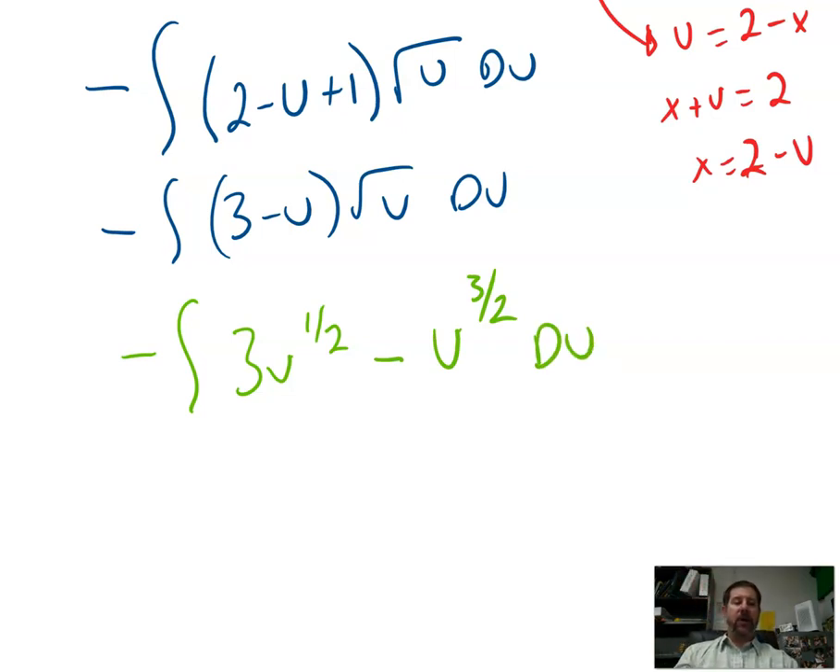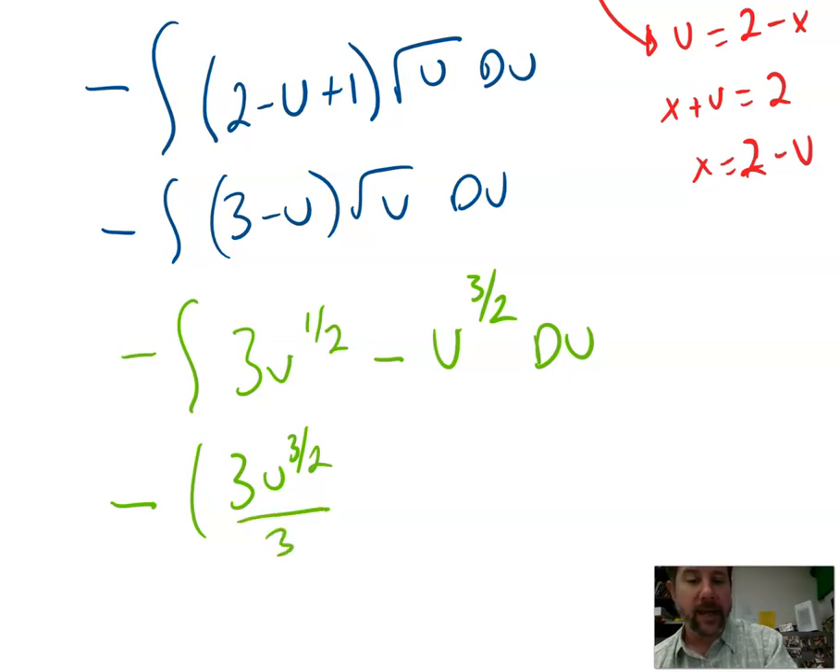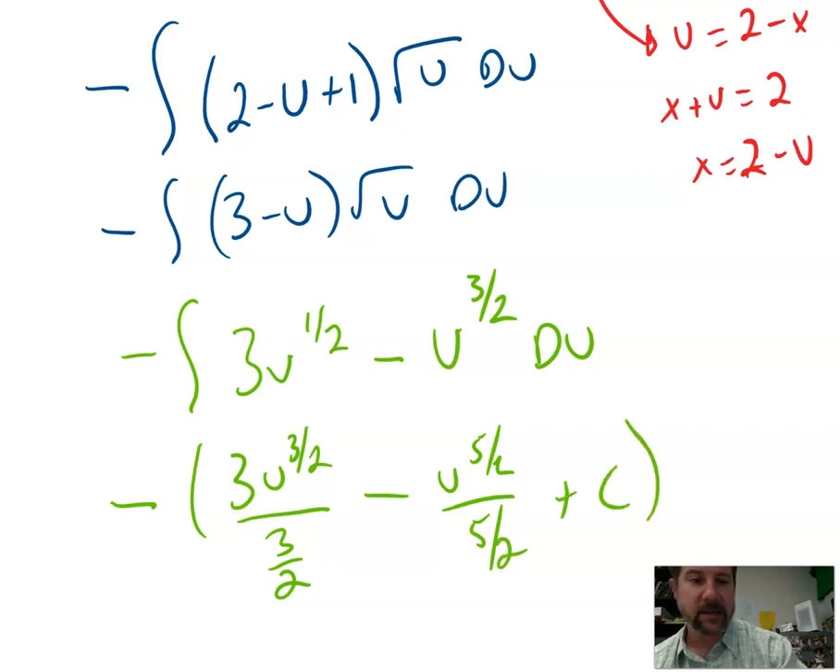Okay? But you're going to want to try to simplify it and make it as nice as you can to go ahead and integrate. So be careful with this negative. You can always make sure you have parentheses that you're going to distribute to everything, or you can just distribute it back through. But negative 3u to the 3/2 over 3/2, not plus, minus u to the 5/2 over 5/2 plus c.